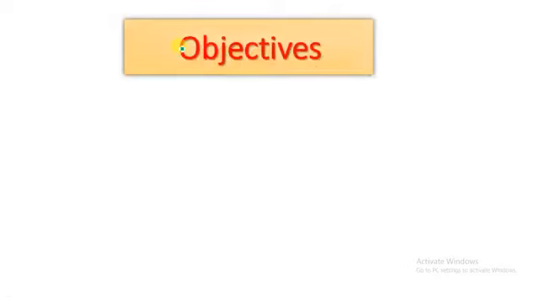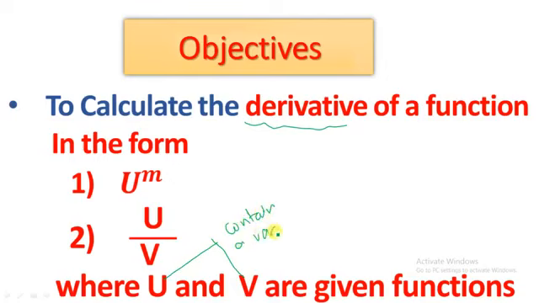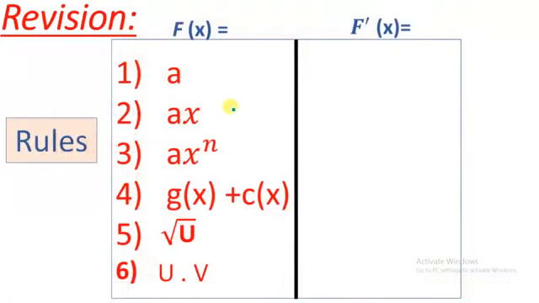Our objective in this video is to calculate the derivative of a function that has the form u to the power m or u over v, where u and v are given functions. As we have said before, when we say u and v are functions, we mean that they contain a variable x or any other variable. Let's start with a short revision of the previous rules.